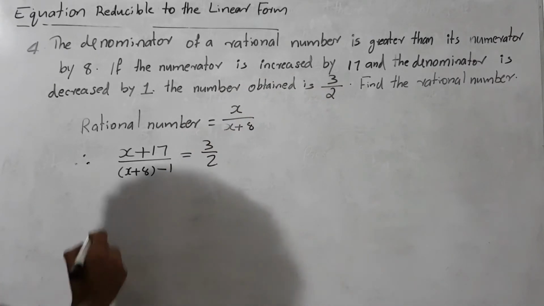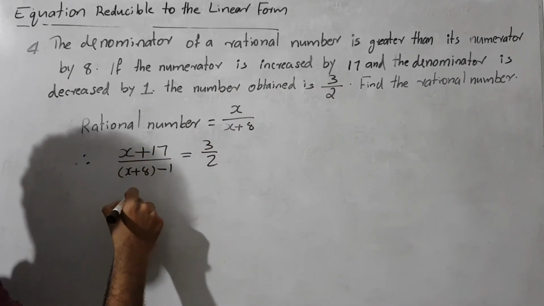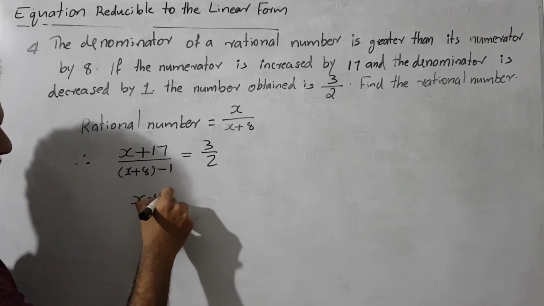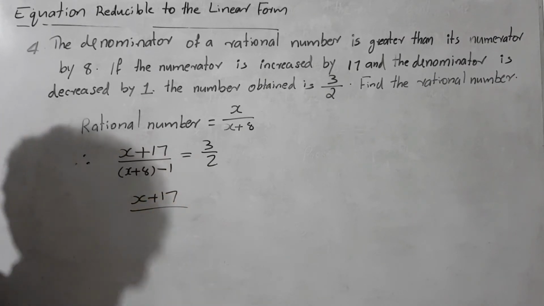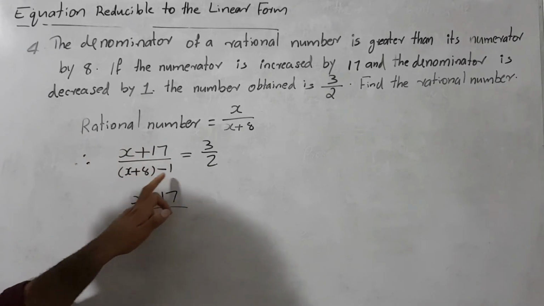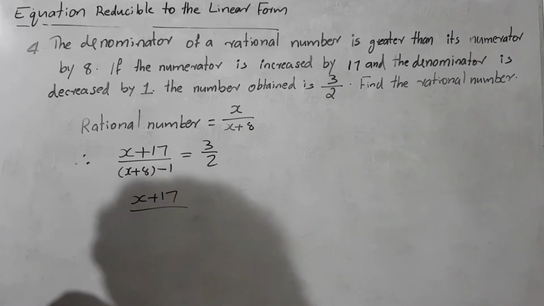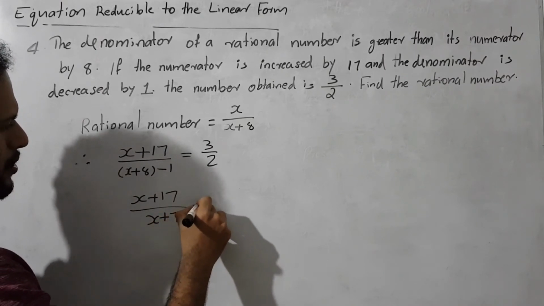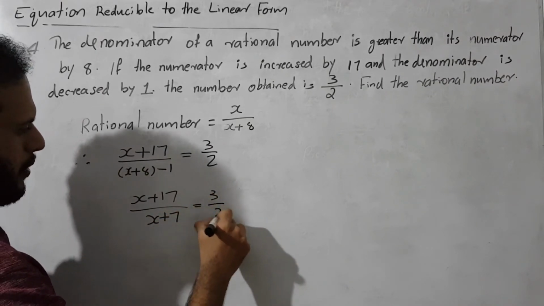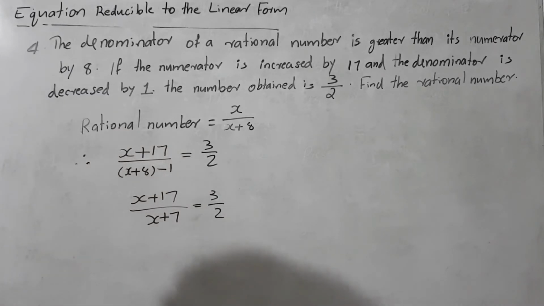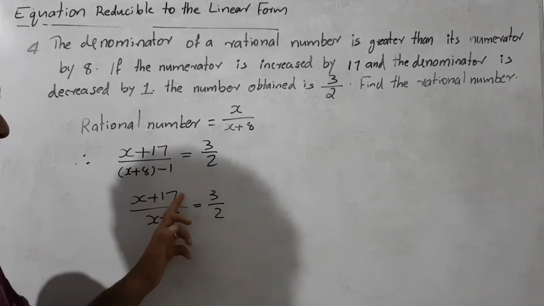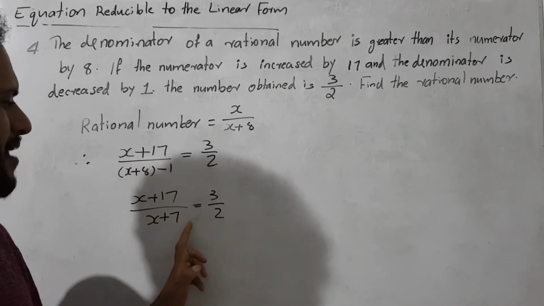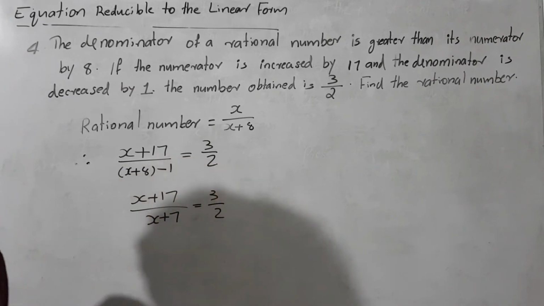Okay, then what is next? Therefore x plus 17 is x plus 17. Then it is possible to subtract 8 and 1. 8 minus 1 is 7. Then x plus 17 by x plus 7 is equal to 3 by 2.